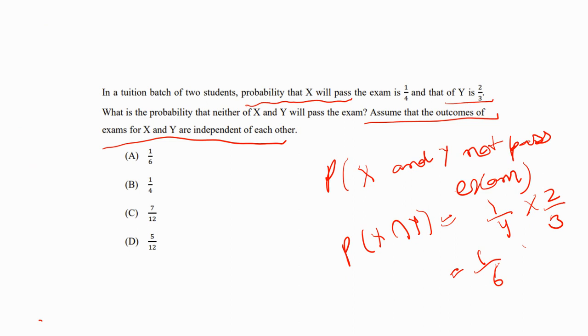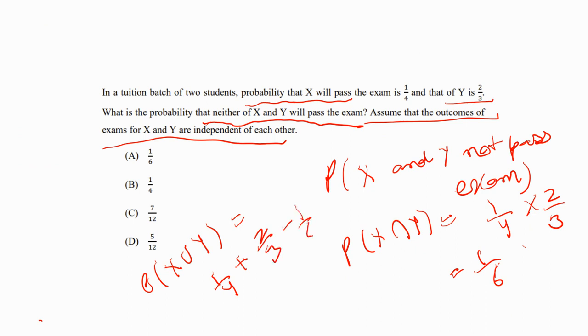No, we want to find neither of X and Y will pass the exam. Not X, both X and Y do not pass the exam. Okay. So now how will we solve it? We will first try to find the probability of X union Y, right? So what will it be? It will be 1 upon 4 plus 2 upon 3 minus 1 upon 6.